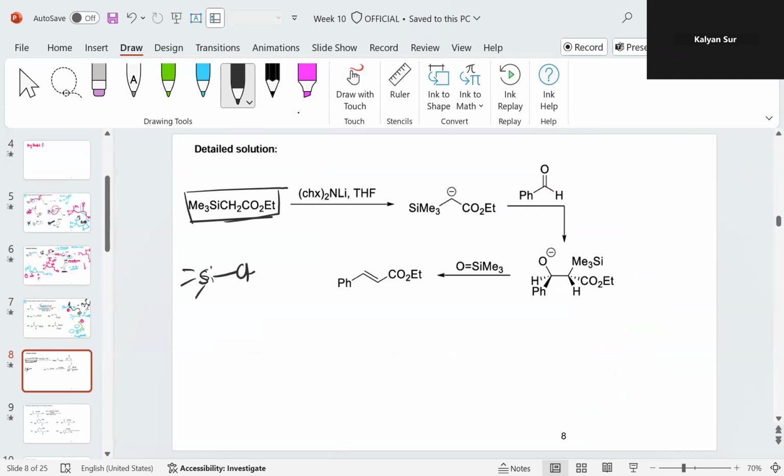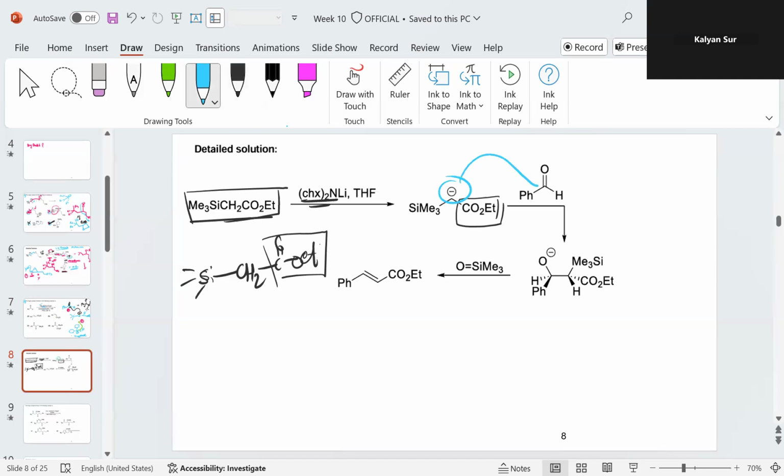This was the starting material, CH2 C double bond O OEt, and this base abstracts the proton. So this SiMe3, then this OEt entire group, so this entire group is represented as C double bond OEt, right? And this is negatively charged, as shown earlier. So this is the negatively charged form.